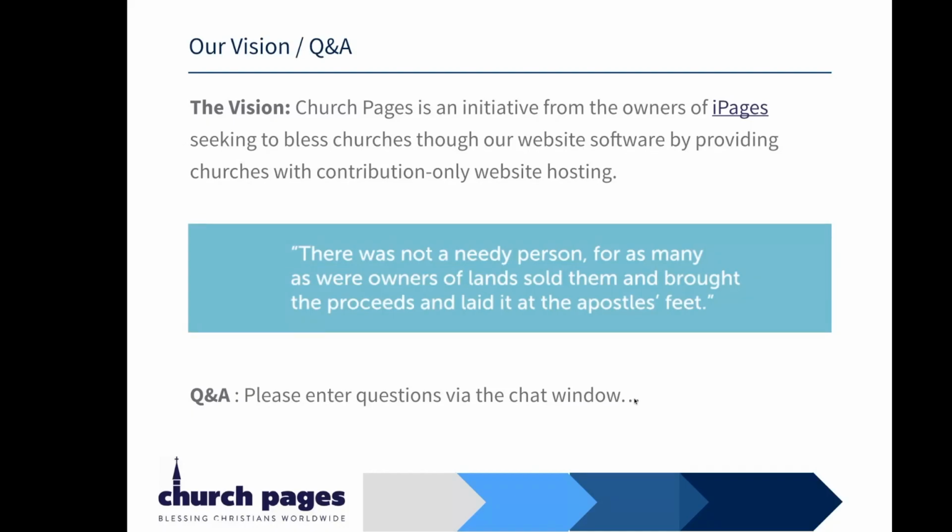But the owners decided to take the software and seek to sort of bless churches through providing the software on a contribution-only website hosting basis. And it really actually came out of a few different verses. The one that's on the slides here is just from Acts. It talks about how in Acts, what was modelled was a church where there wasn't any needy people among them, because the owners of land sold them and brought the proceeds and put it at the apostles' feet. There was this idea that they lived in such community that they were able to share all of their resources.